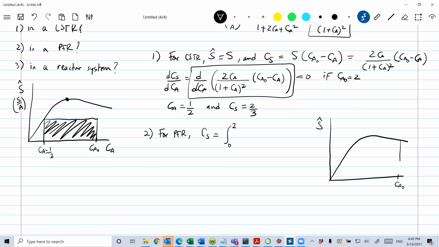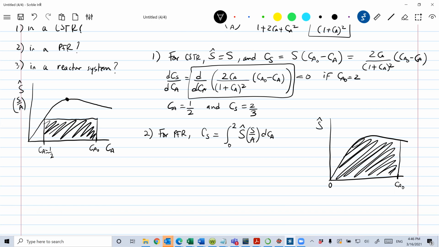So if you think about the maximum amount of S you're going to get, it's going to be the area under the curve, right? That's the maximum amount you're going to get. So that's basically going from 0 to CA naught. So you integrate from 0 to 2, and you integrate this formula we derived earlier.